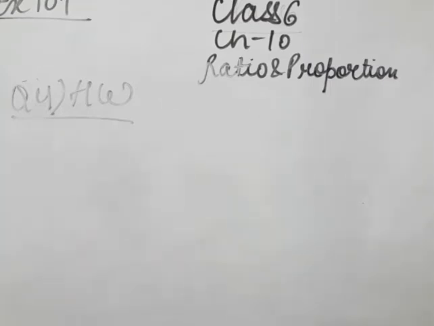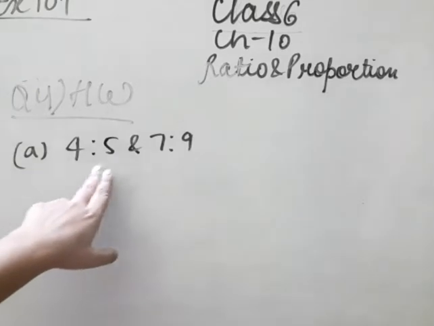Compare the following ratios. आपको रेशियोज को कंपेयर करना है. तो 4:5 इज देयर एंड 7:9 इज देयर. So you will convert. So what is there? 4:5 and 7:9.